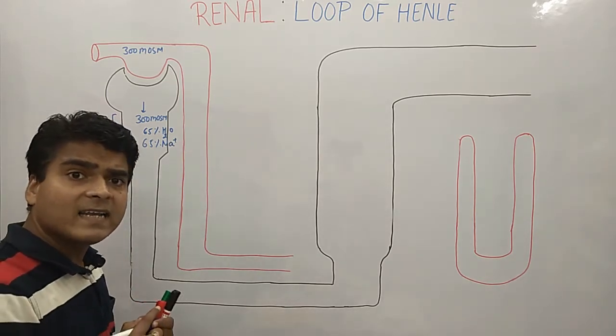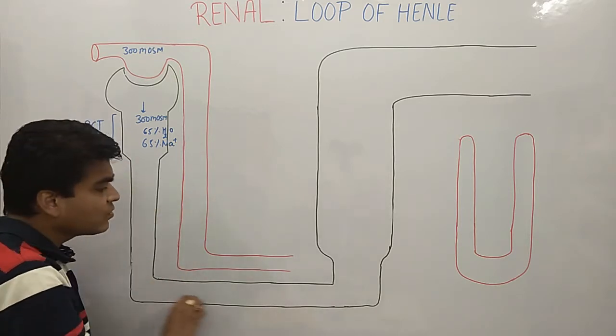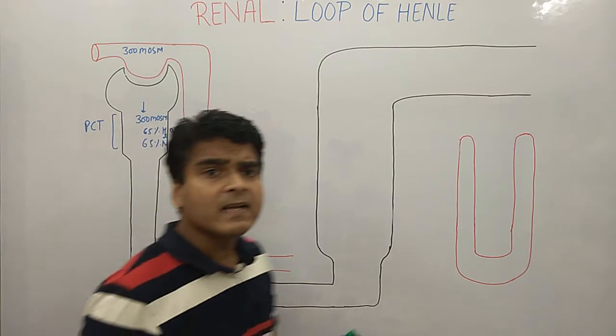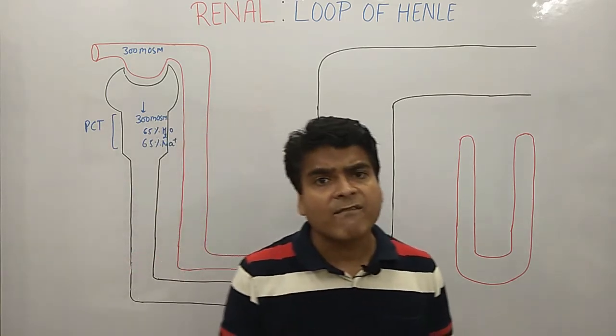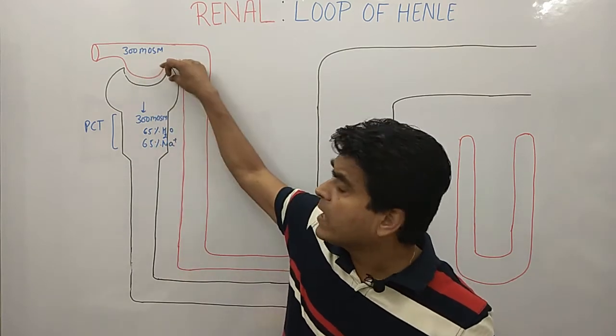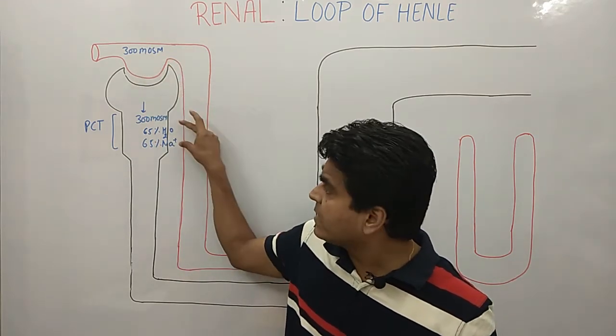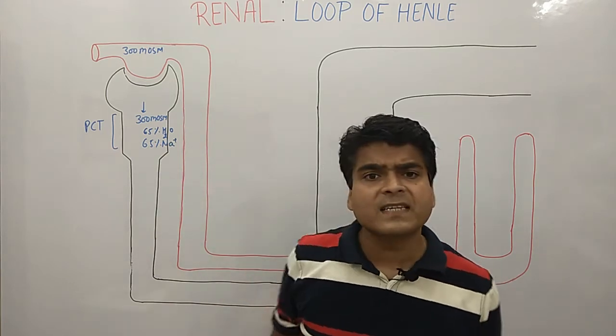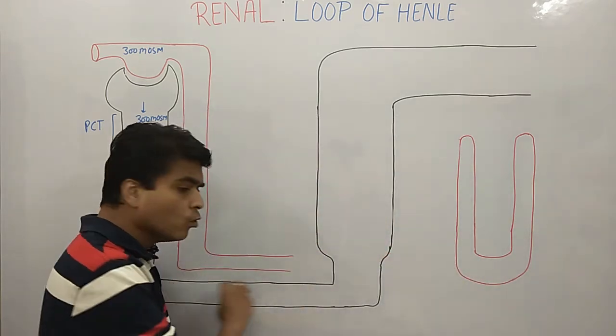Now look at the loop of Henle. What is the structure of the loop of Henle? If we are going through the structure of the nephron, the first structure is the glomerulus, then the Bowman capsule, then the PCT, then a U-pin structure. That U-pin structure is basically known as the loop of Henle.